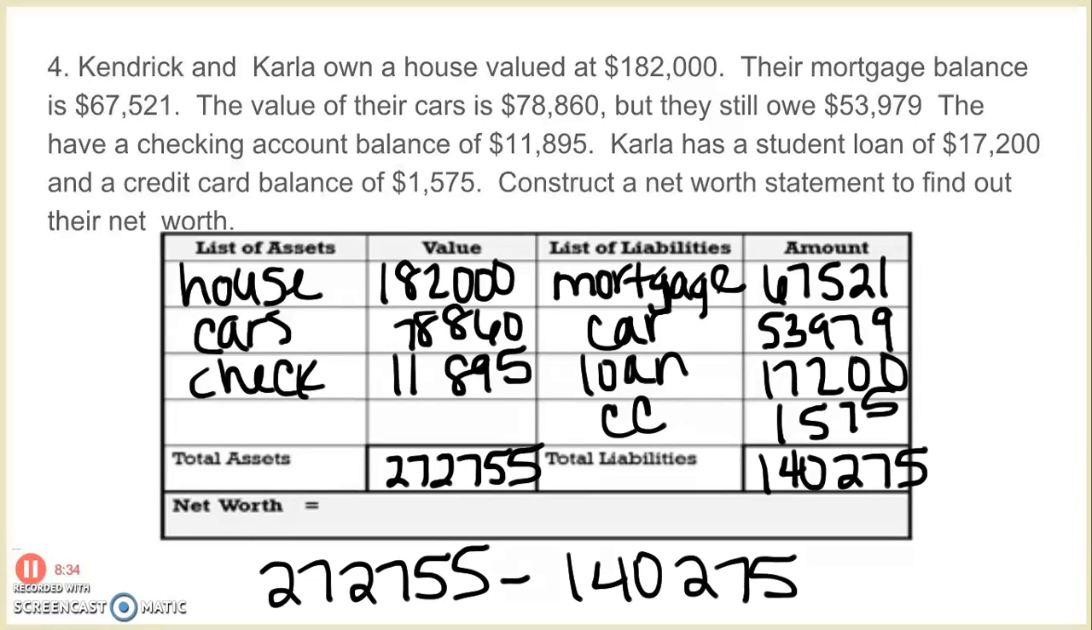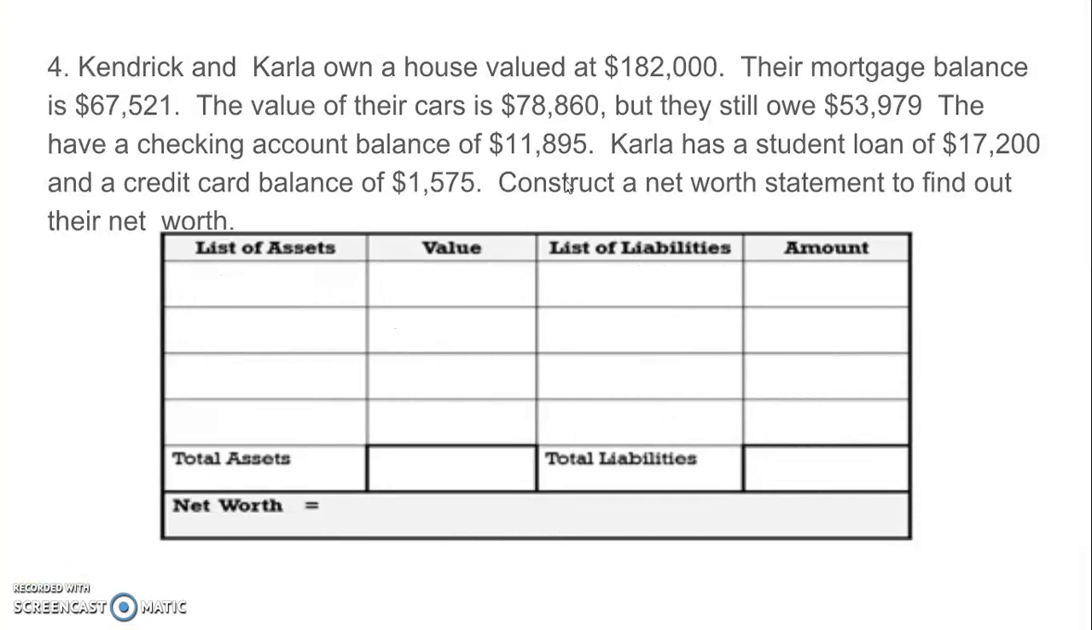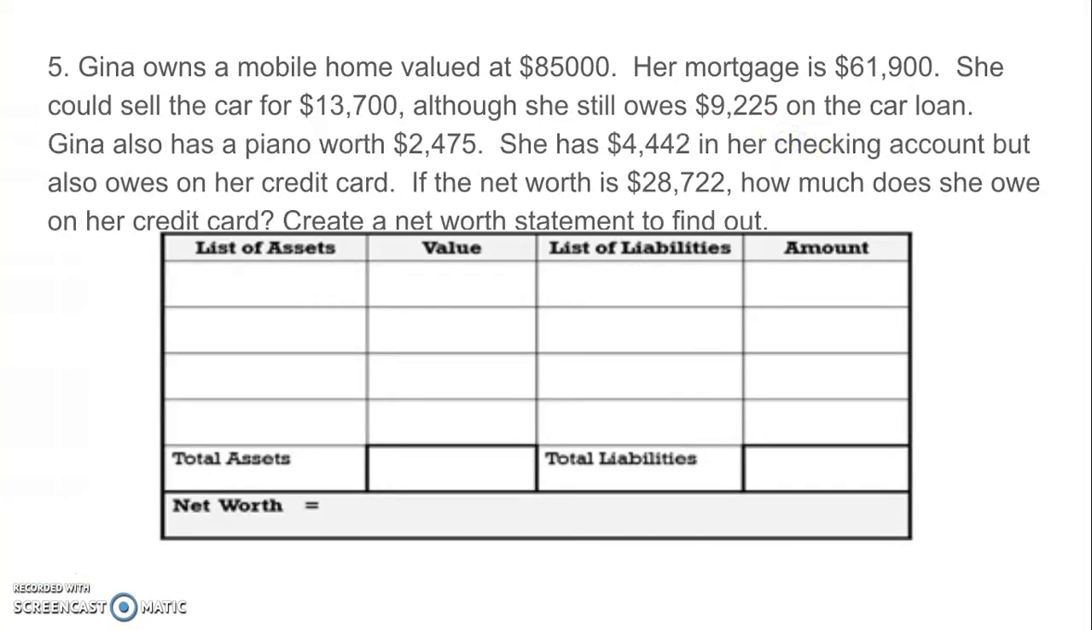All right, so this is what your chart should look like. That's your total assets and your total liabilities, and you should have got $132,840 for their net worth. All right, number 5 is a little different. We did one just like this on our notes.